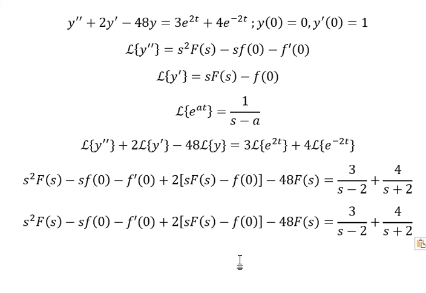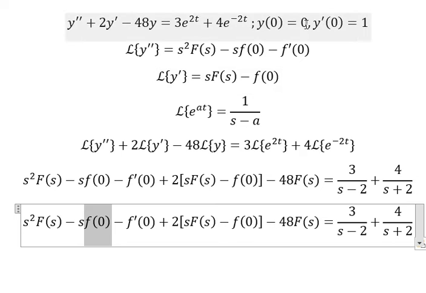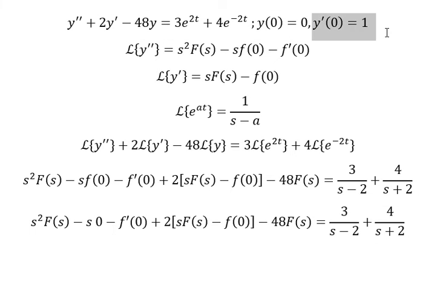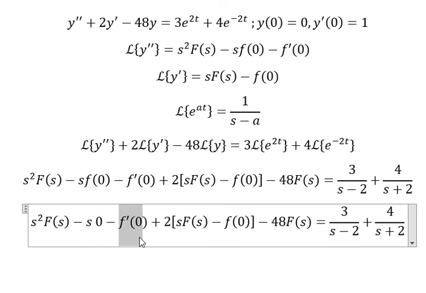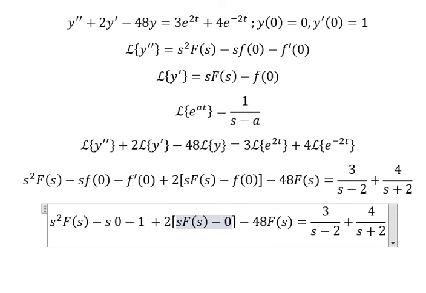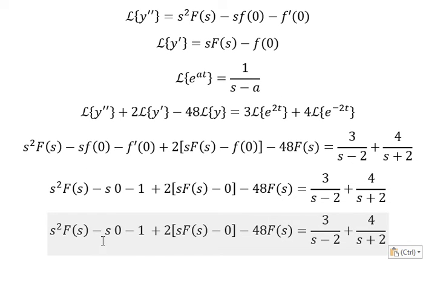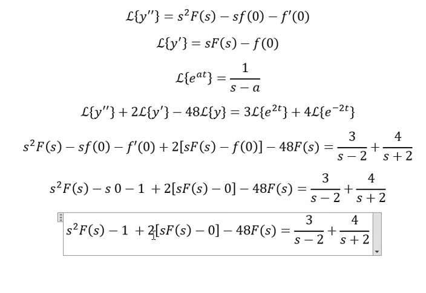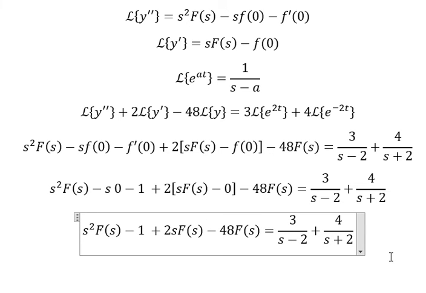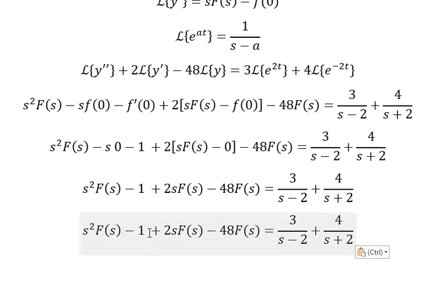Next, we have the condition. So this one equals to number 0. So I will put number 0 on here. This one equals to number 1. So I will put number 1 on here. This one we have number 0. And now we need to simplify. So negative number 1 I will put on the right.